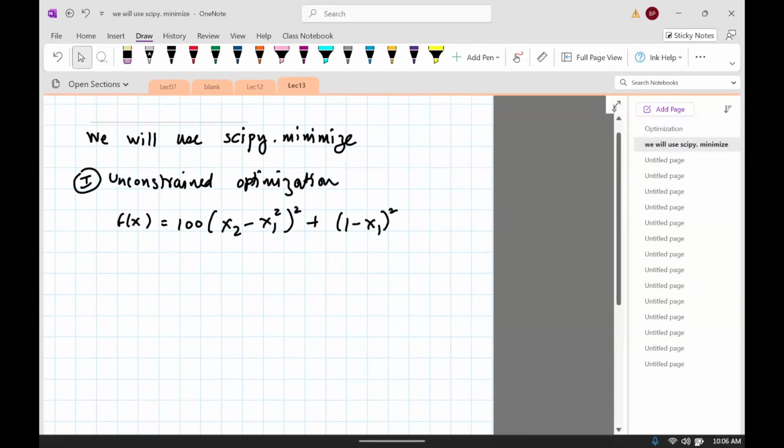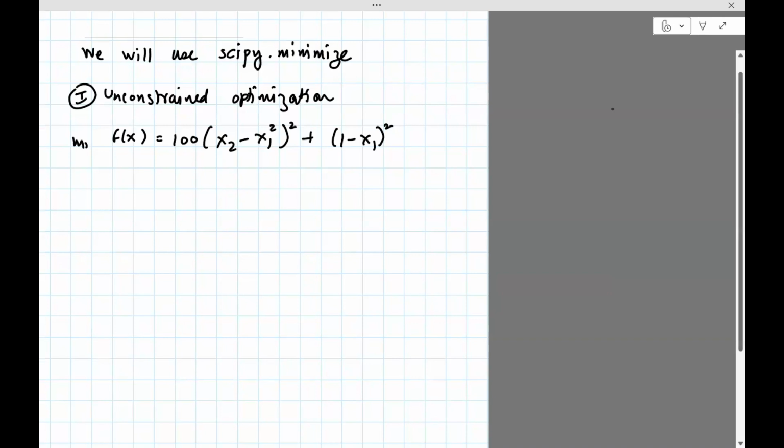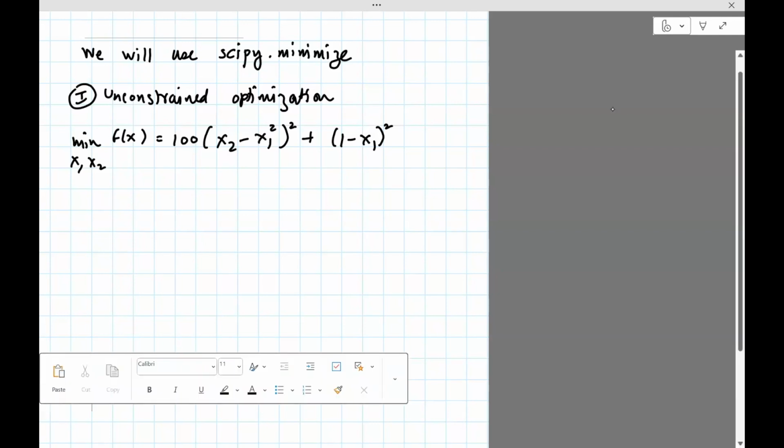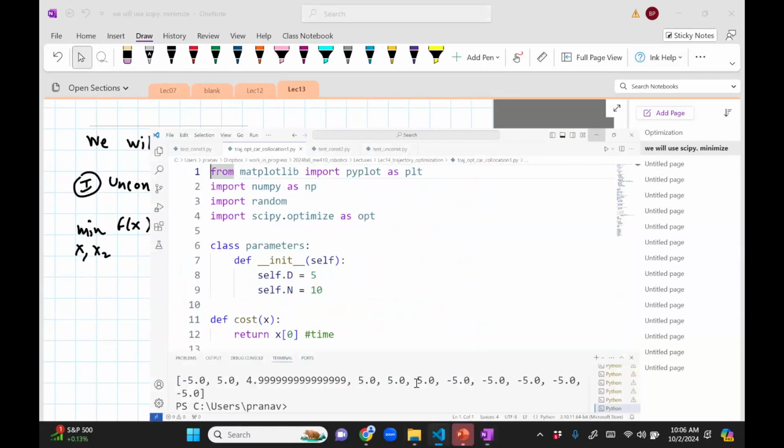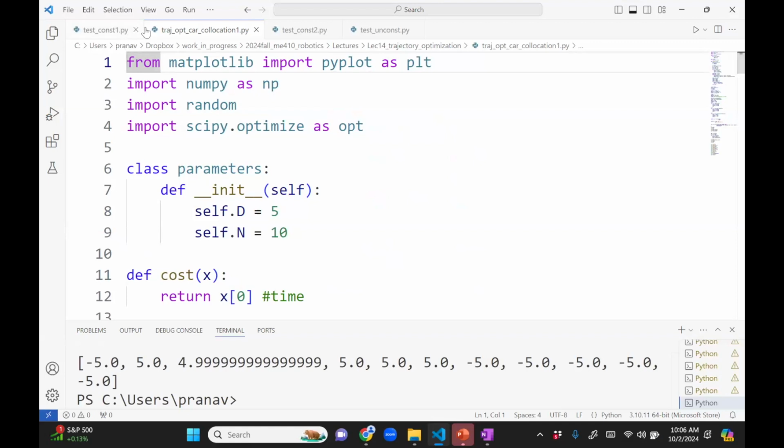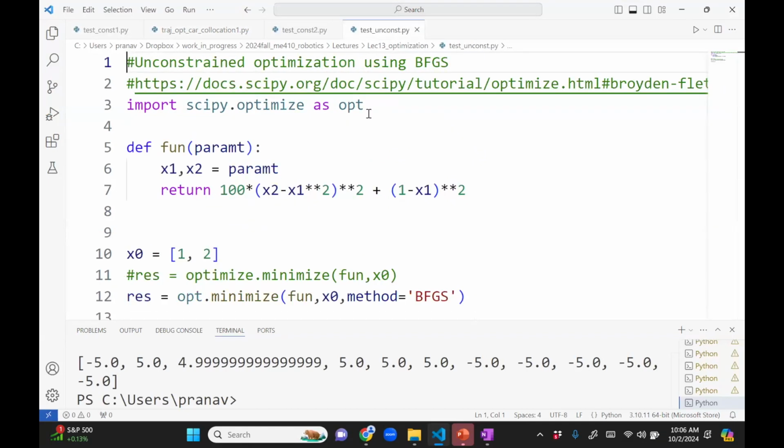We know the solution for this one: x1, x2. We know that solution is 1 and 1, because if you put in 1 and 1, you get f of x equals 0. And that's a minimum. Okay, so let's see how to do it using scipy. It's a very short code, just 12 lines.